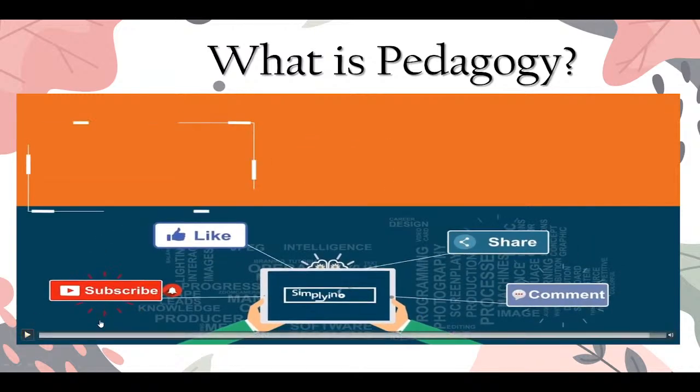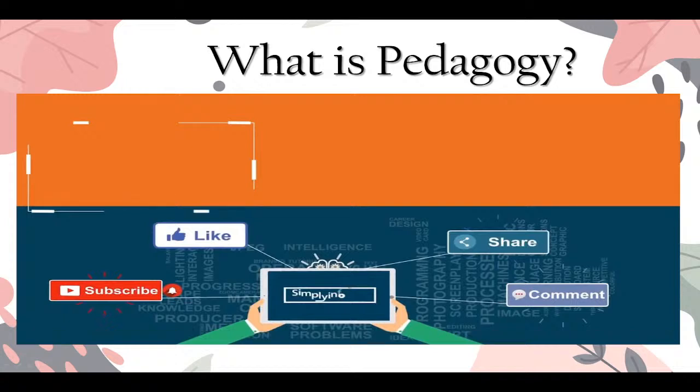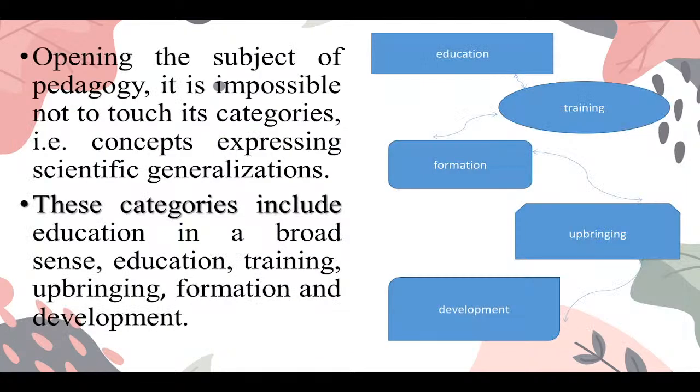So it was just a small video about what is pedagogy, and of course we will speak about methods and different types of pedagogy later. So, opening the subject of pedagogy, it is impossible not to touch its categories, concepts expressing scientific generalization. These categories include education in a word of science, education, training, upbringing, formation, and development. So you can see it here: education, training, formation, upbringing, and development. It's a very important part of pedagogy.